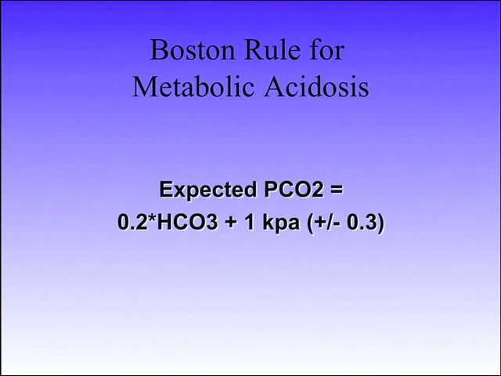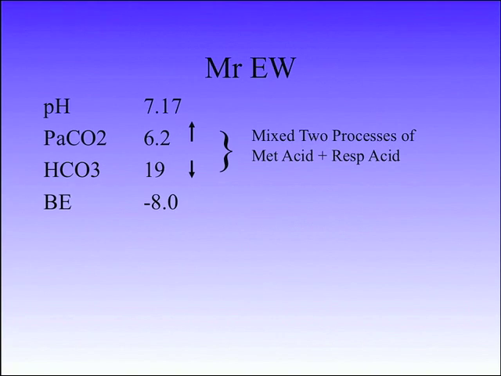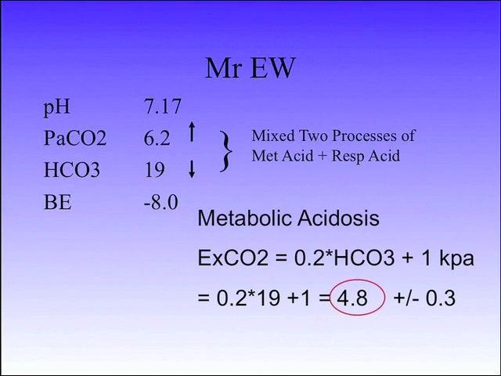See, he was really easy. 1 up, 1 down, mixed process. And when you look at him, you can even see it. You can apply the rule if you need to, and you can apply a fifth of the bicarb. So a fifth of 19 is basically 4, plus 1 is just a bit under 5, plus or minus a little error rate. And you can see he should be 4.8. He's actually 6.2, and so he's clearly got a mixed picture of respiratory acidosis because it's higher than it should be.